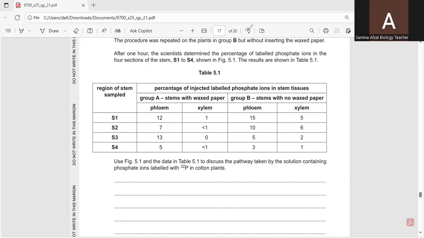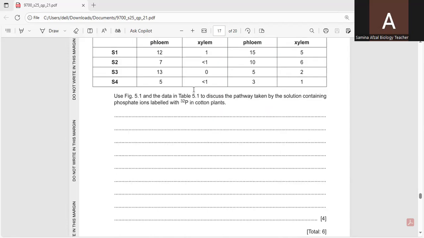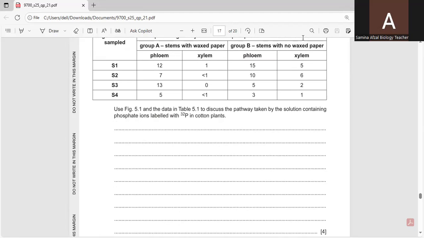Now, the question is, keeping in mind this table, we have to go with the answer. The question is: using figure 5.1 and the data in table 5.1, discuss the pathway taken by the solution containing phosphate ions labeled with 32P in cotton plants.